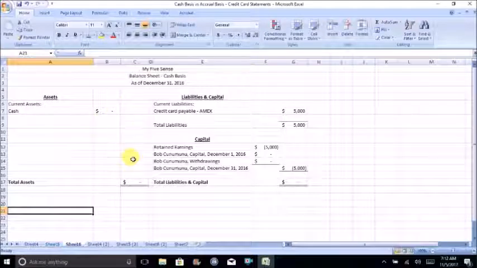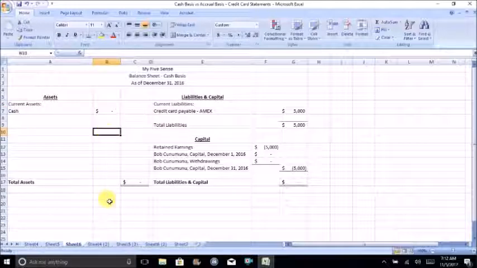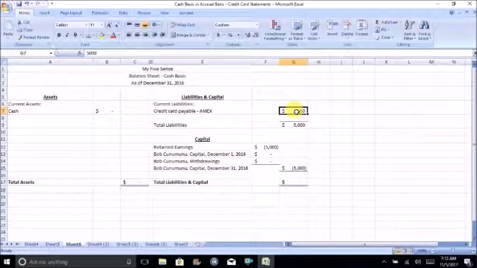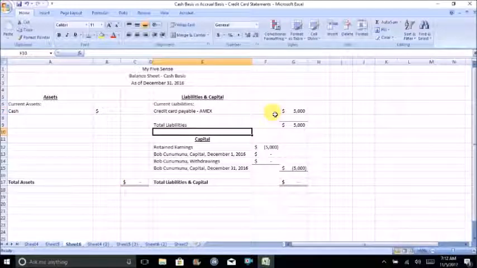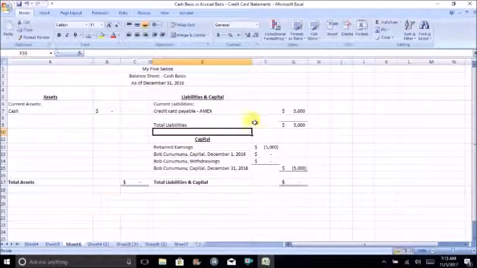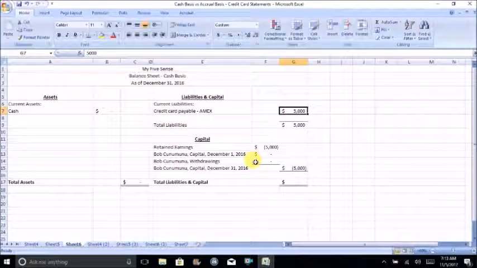Then we move on to the balance sheet. You didn't get any cash, so the cash is zero. Total assets equals zero. His credit card payable: remember, he charged $5,000 to his American Express credit card. So if we charge $5,000 in expenses and book it to prepare his income statement, these are debited $5,000, and we must credit it somewhere. So we credit it here, the credit card payable, American Express, $5,000.